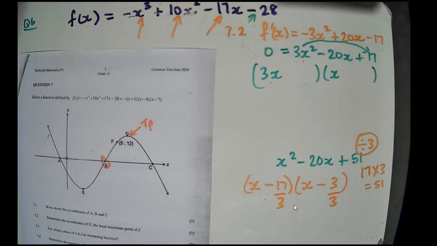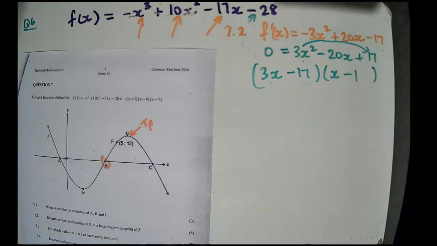If it cannot simplify and you're going to get a decimal, then move the number in front. Okay, so in that case, we're going to get that. And 3 divided by 3 is 1. So our factors there are 3x minus 17, x minus 1. Don't forget, all of that is equal to 0. Let each bracket equal to 0 and solve for x.